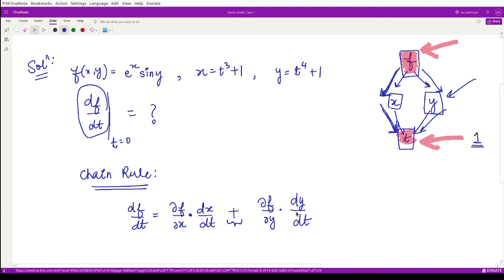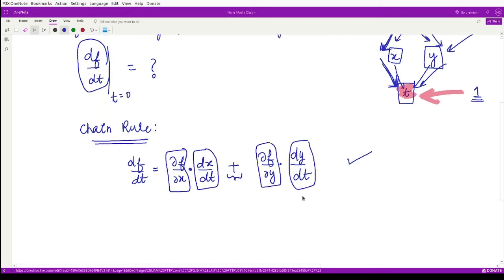Again, using the same logic, this is our chain rule. Now you just have to compute these four quantities and substitute them into this expression. So let's calculate all of these.